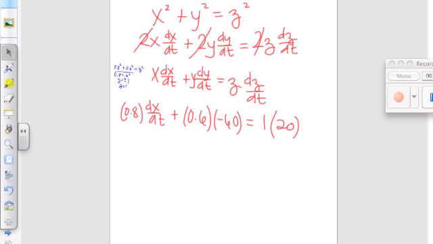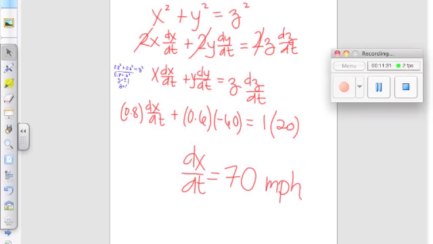If we do this algebra, you should get dx/dt is equal to 70. Since it's a speed, it should be 70 miles per hour. So this cop is, I'm sorry, not the cop, but the guy who is going to get caught and running away from the cops is actually driving at 70 miles per hour, which in the real world at an intersection is illegal, and he will probably get this ticket.